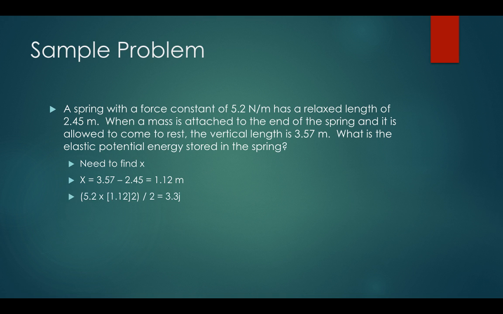Well, now that you have your x value, you can take that and have 5.2, which is your spring constant, which was mentioned up here, and you can multiply it by 1.12 squared. This should be a squared symbol, but PowerPoint sometimes messes that up. You take all that and you divide it by 2, and your answer is 3.3 joules. So that tells you how much energy is being stored in the spring.